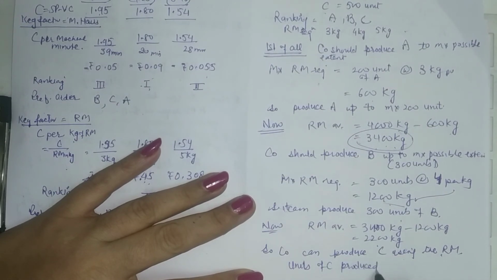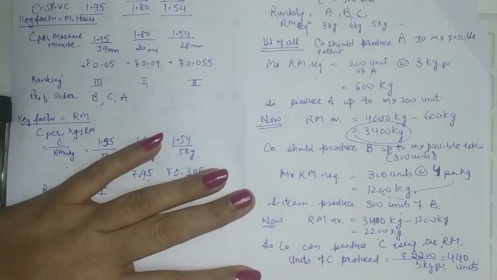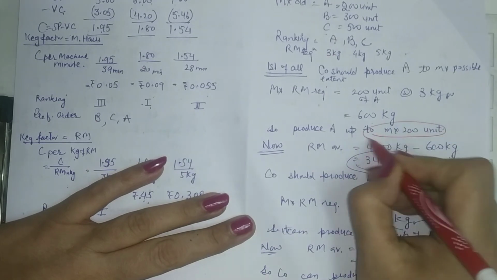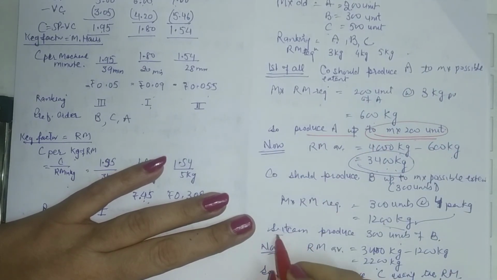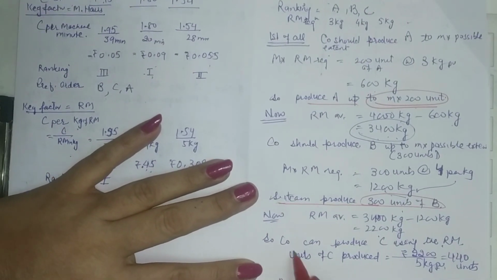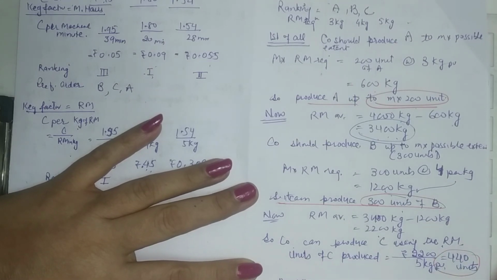So how many units of C will be produced? You will utilize this at the rate of 5 kilogram per unit. So that means 440 units. At the maximum, 440 units will be produced. So what is our product mix? For product A we can go to a maximum of 200. For product B we can go for a maximum of 300 units. And for C, we cannot go to the maximum, so we can produce only 440 units.